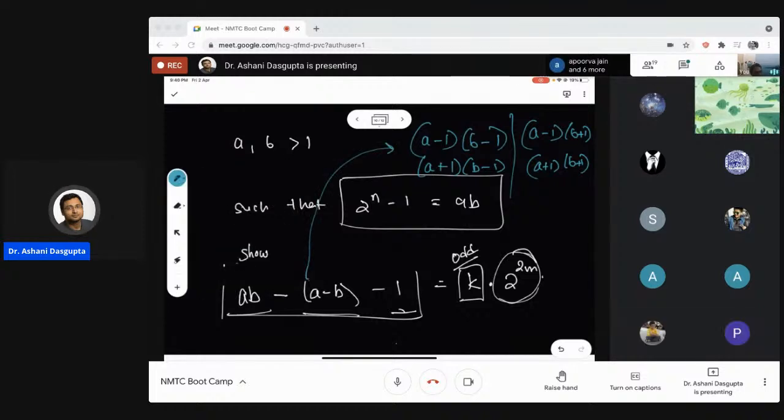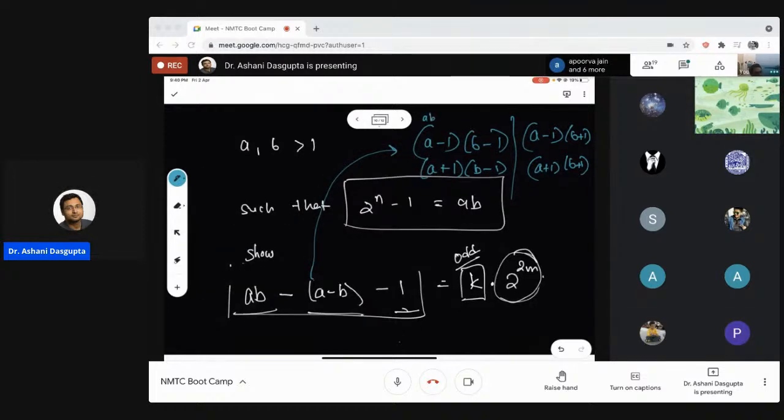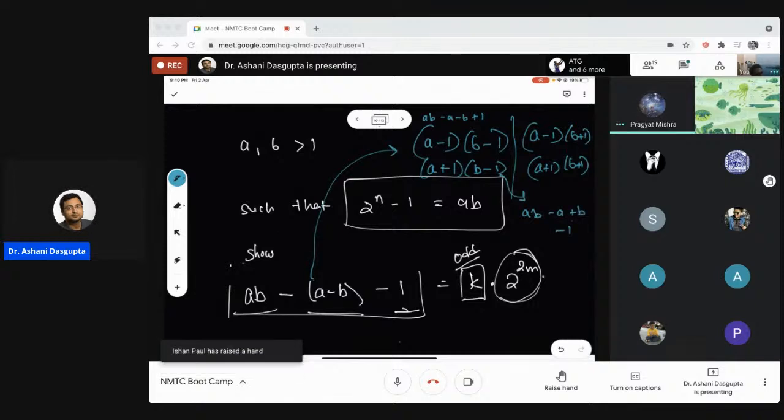So the first one becomes AB minus A minus B plus 1. The second one becomes AB minus A plus B minus 1. Third one becomes AB plus A minus B minus 1. And finally we have AB plus A plus B plus 1.